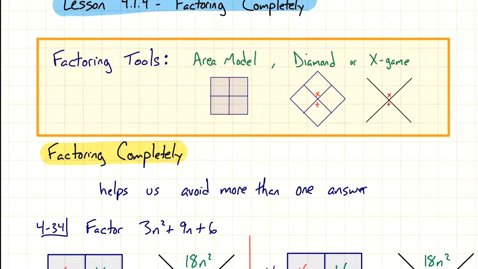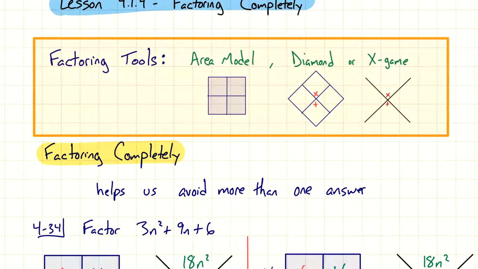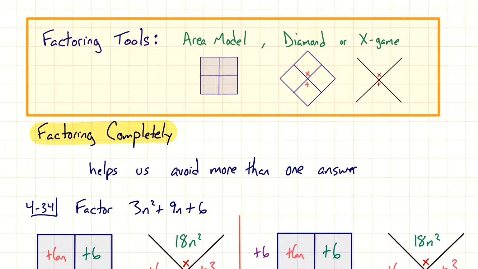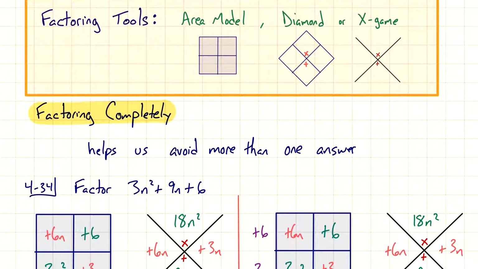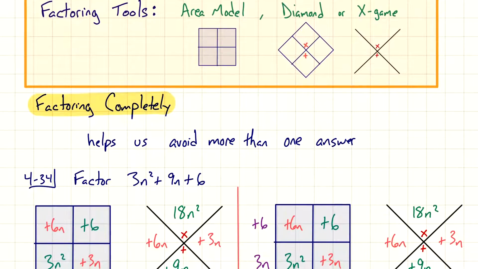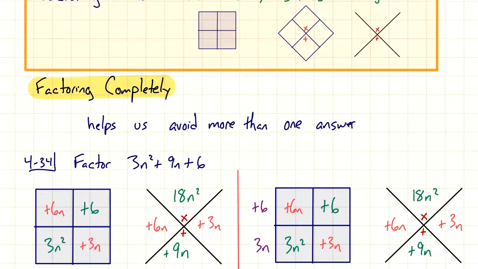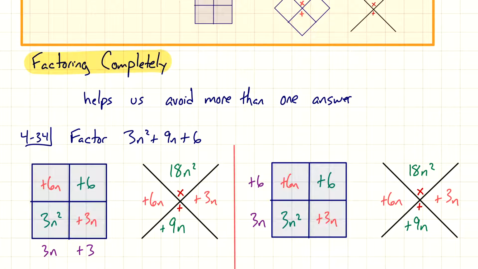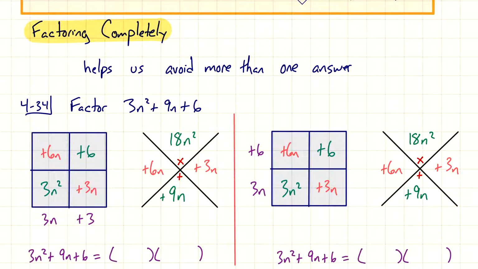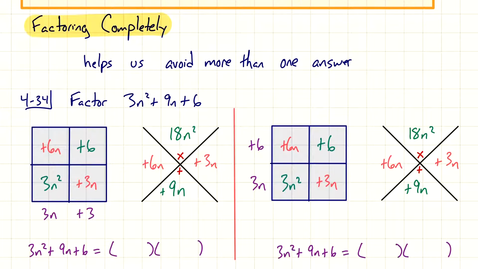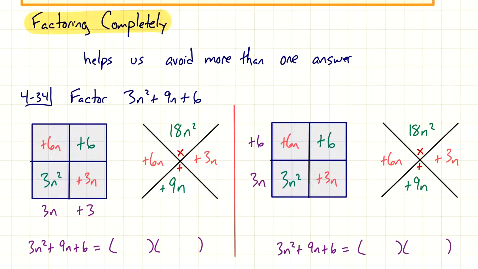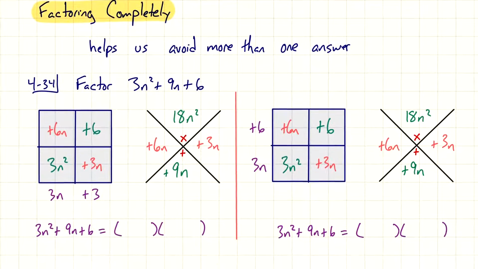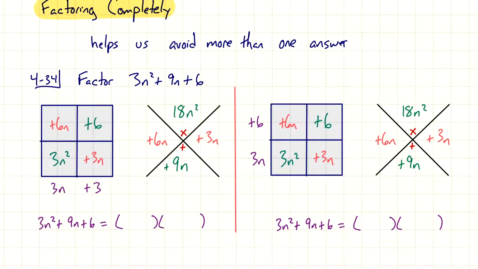And so what we're going to look at here is factoring completely. Now, factoring completely helps us avoid having more than one answer. And we're going to go through an example of what I mean by that. Here's an expression that we're going to work with, 3n squared plus 9n plus 6. I've already started this for us.